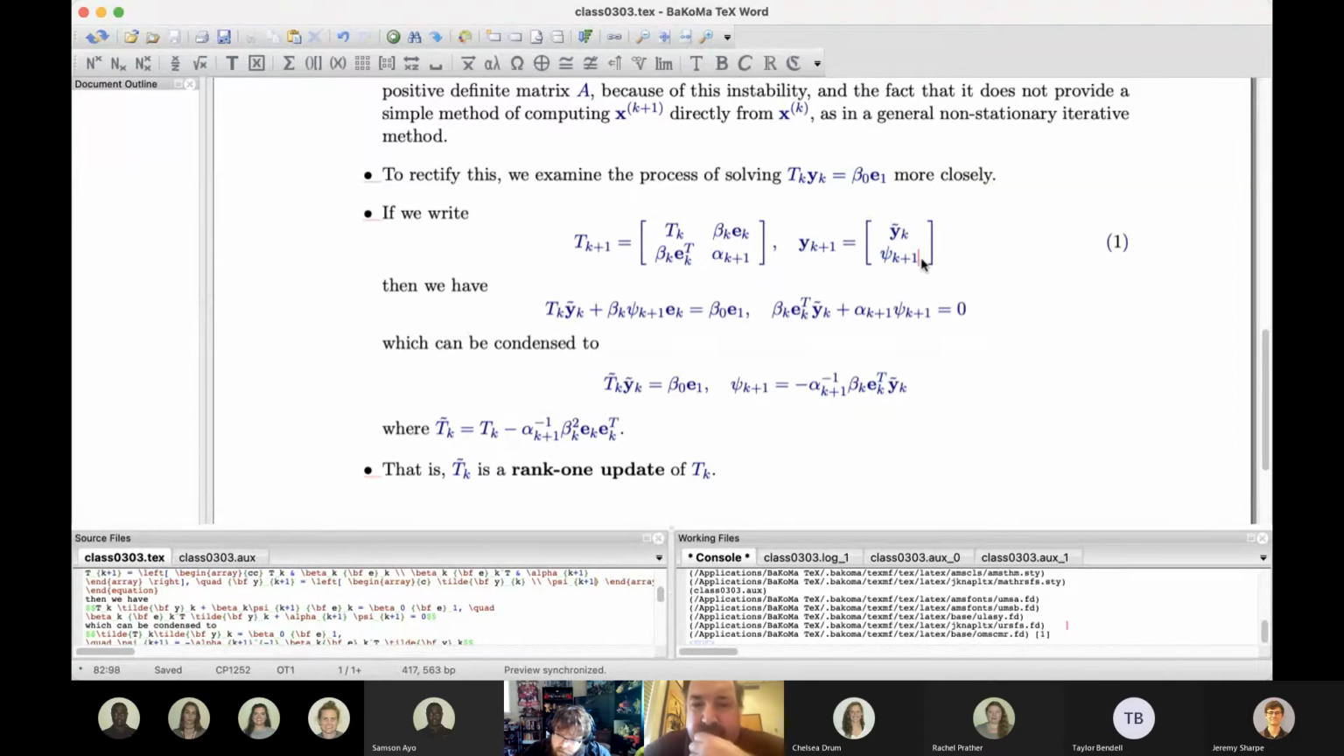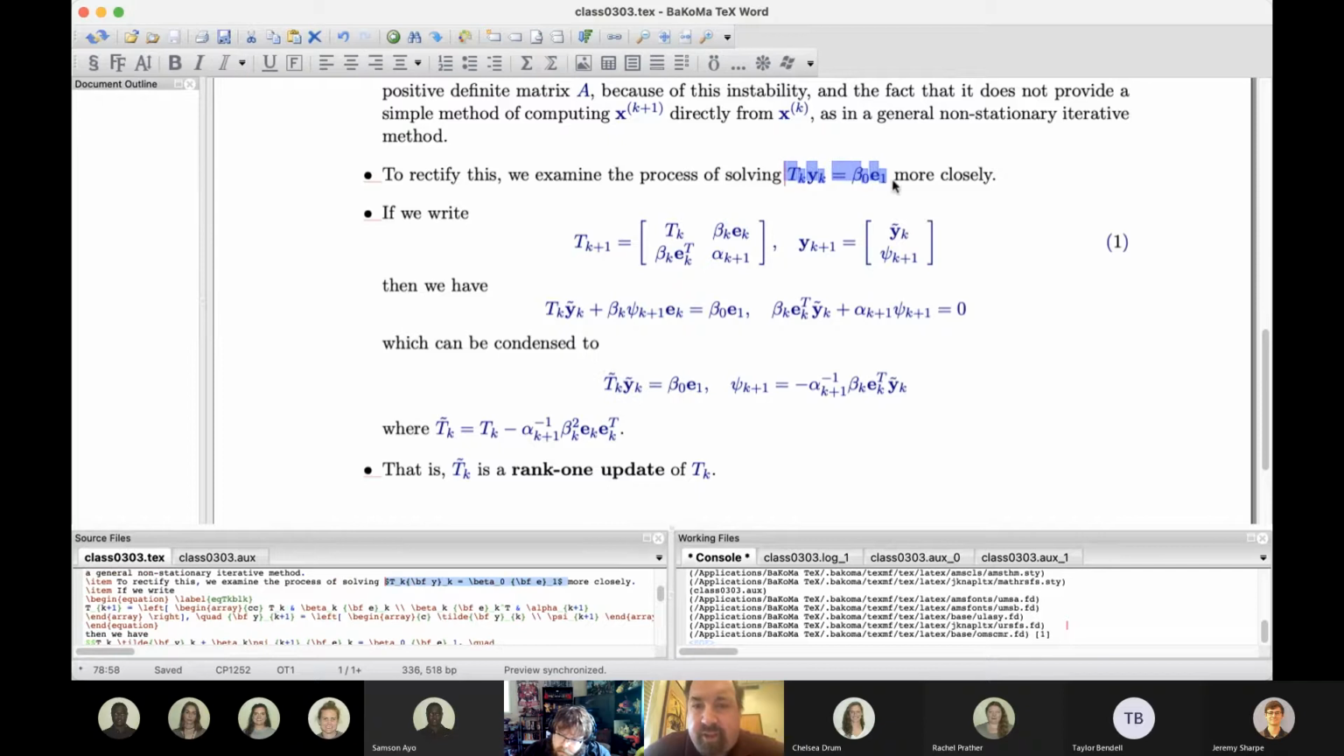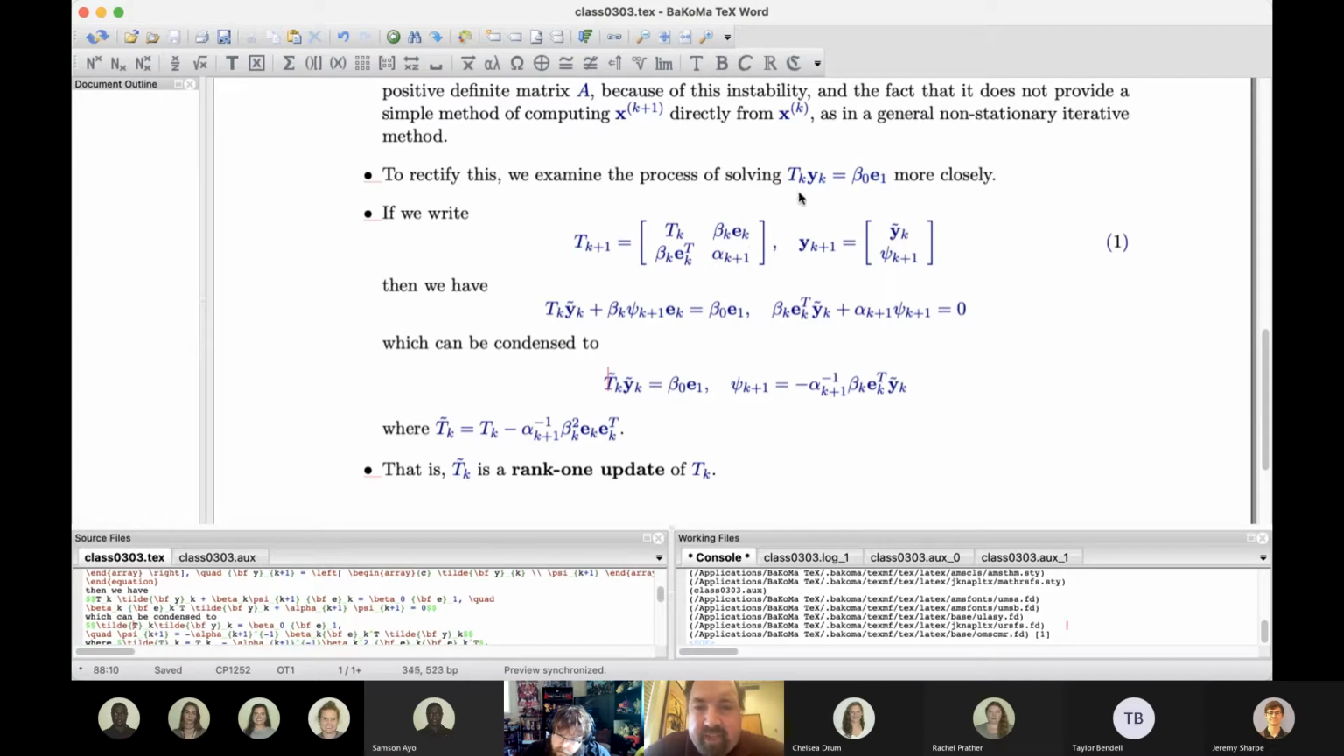And then what I can do, and actually that's what I do right here, I solve for it right here. And then I can take this expression for psi k plus 1 and substitute it in here. And what that gives me is this system. So this system is a modification of this one. Notice it's Tk tilde, yk tilde. Same right-hand side.